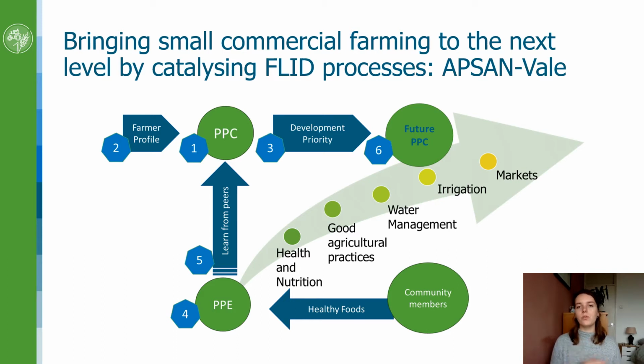And by this, we focus on 5 key domains, which are health and nutrition, good agricultural practices, water management, irrigation, and markets. By training farmers on these 5 key domains, we expand the knowledge and skill of smallholder farmers on how to move forward towards small commercial farming. And we intensify the knowledge and capacity to bring small commercial farming to the next level.